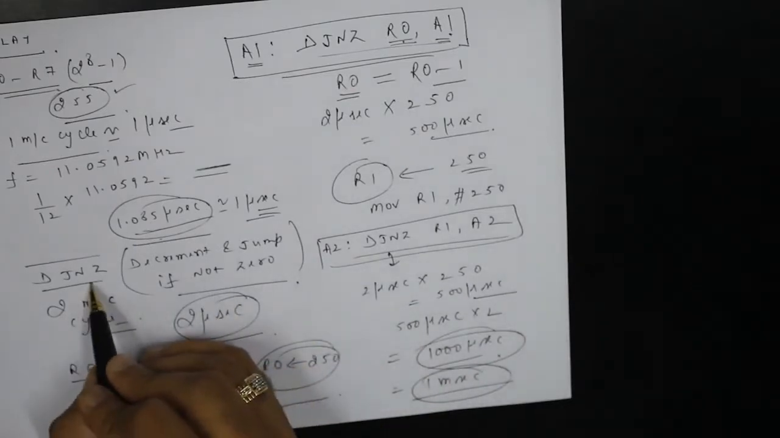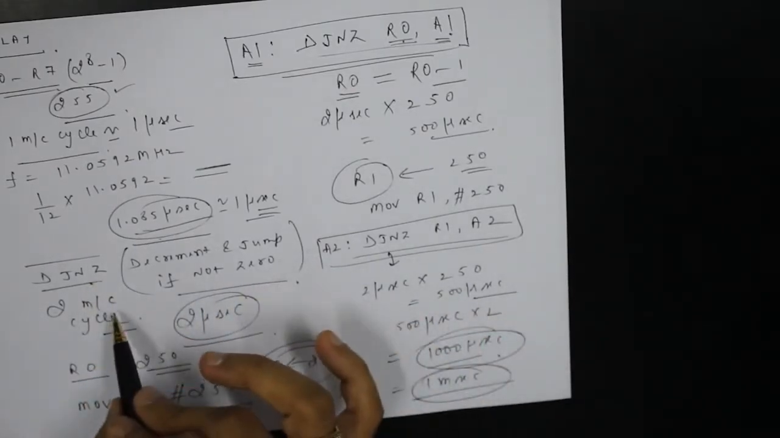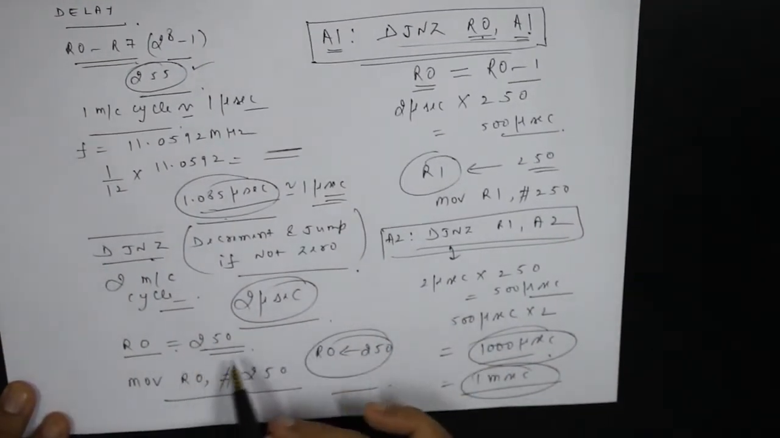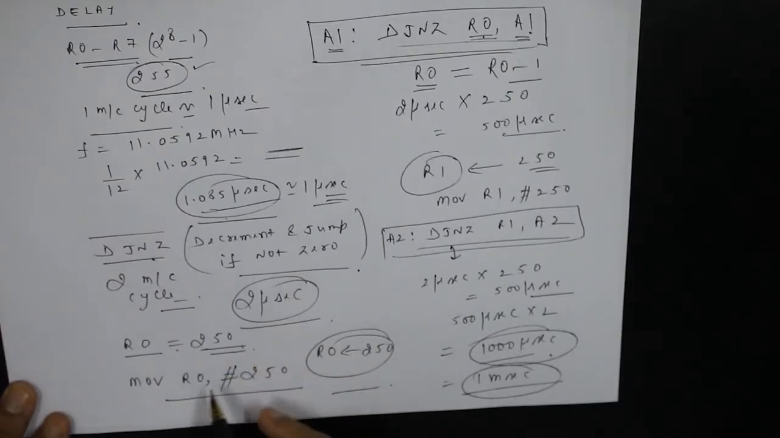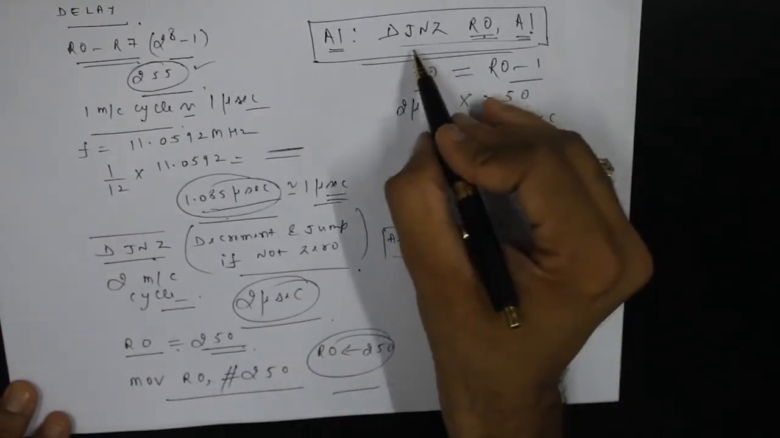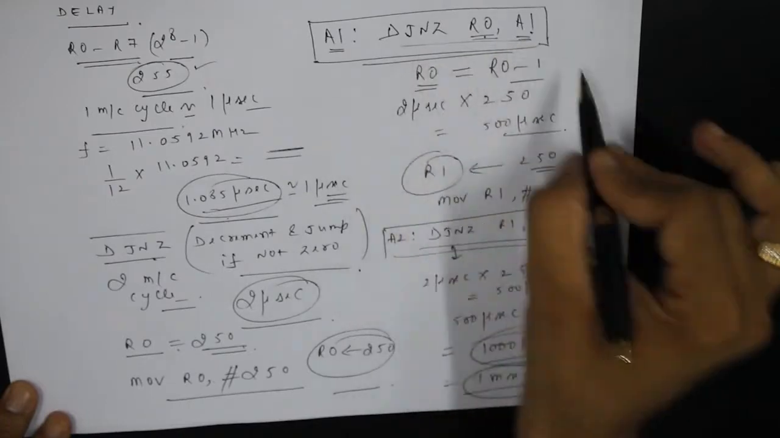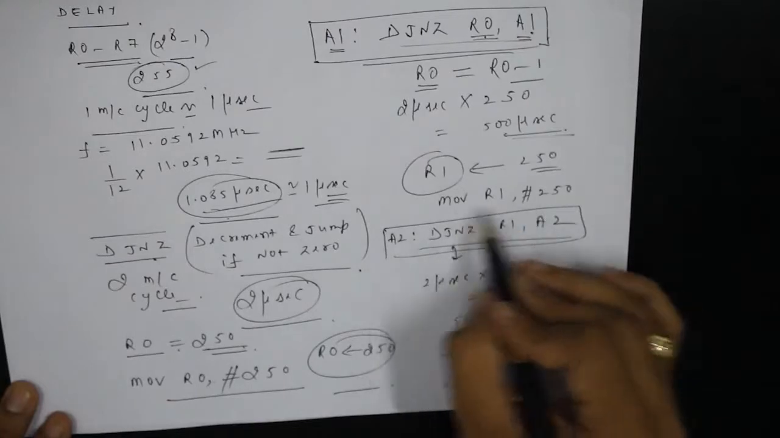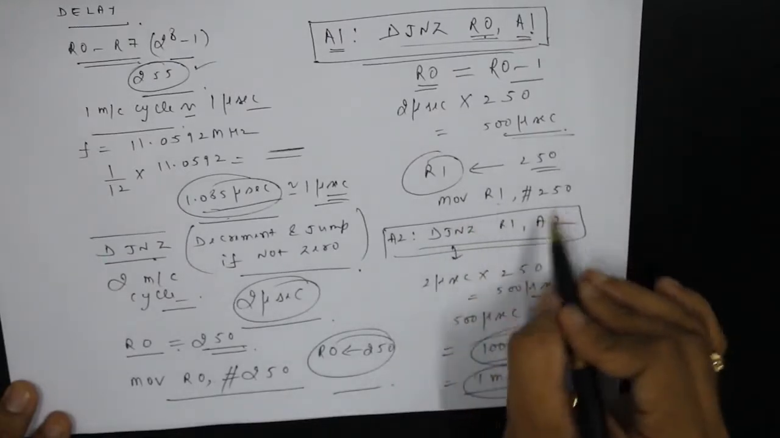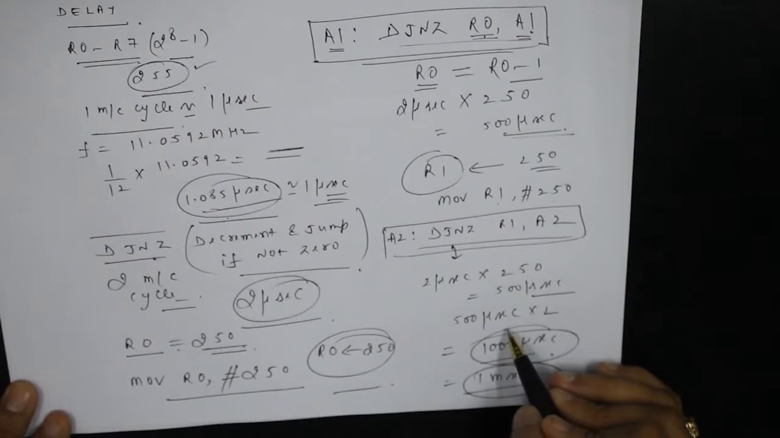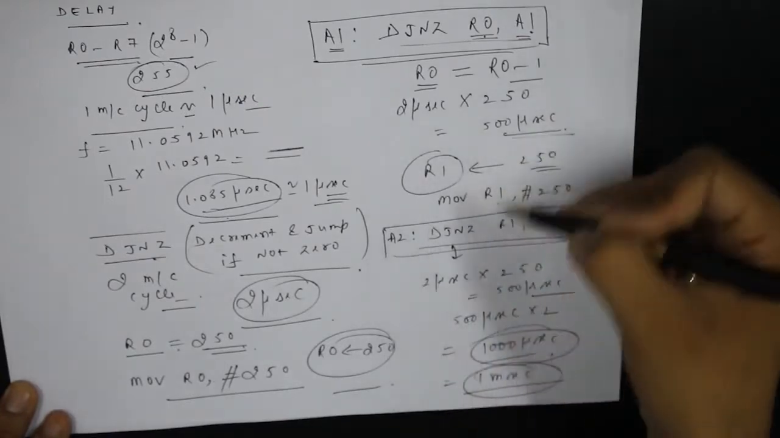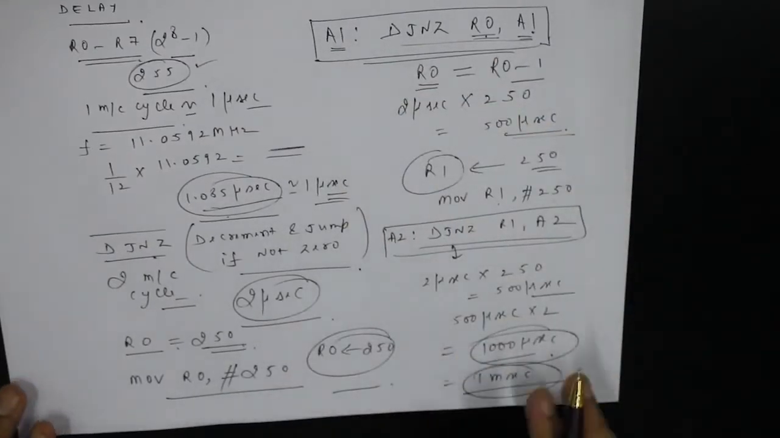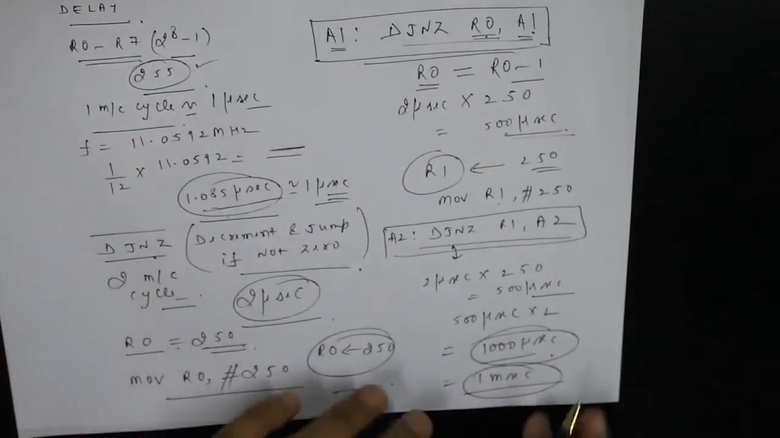There is a special instruction DJNZ, decrement and jump if not 0. It is an instruction which consumes 2 machine cycles, so we will have a time delay of 2 microseconds. If I load R0 with 250 and use DJNZ R0, A1, this entire process generates a delay close to 500 microseconds. Again, if you use the same thing for R1, you will have another 500 microseconds of time delay, right? So if you use them one after the other, 1000 microseconds, which means 1 millisecond. So a code like this is going to give you a delay of 1 millisecond.